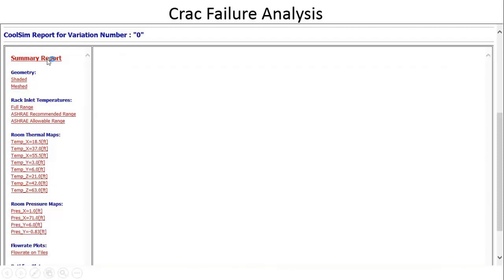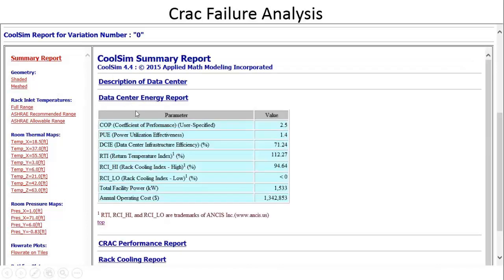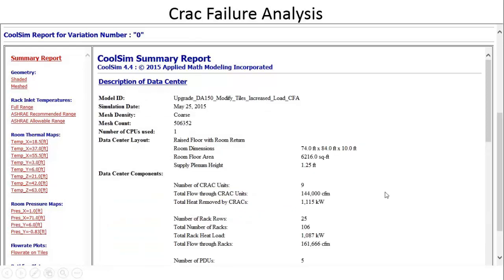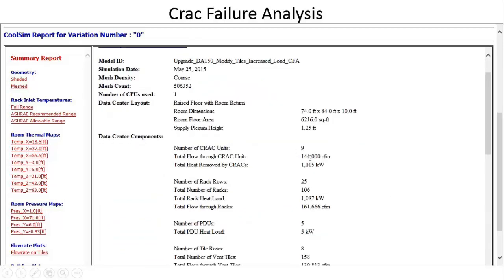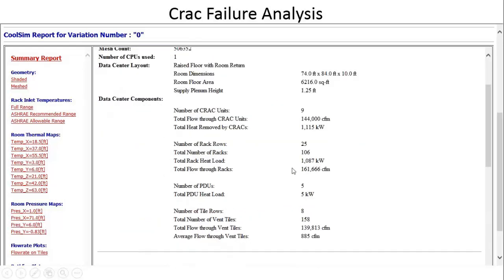And if we take a look at our summary report and we look at the energy, you see RTI is now 112. So we don't have quite enough air to satisfy the needs of this data center. If we take a look, we've got a total of 144, when in fact the racks want 161. Now, again, I'm assuming 20 degrees here, Lauren.